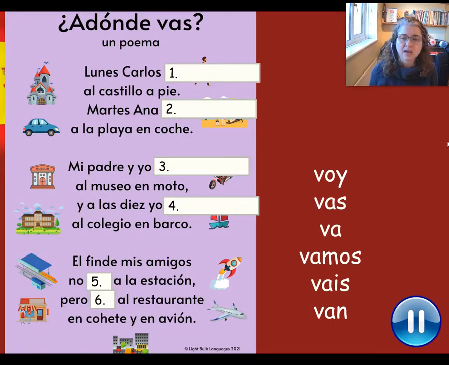Now, here we have a poem, but it's got 6 different words missing. And the 6 different words that are missing are all parts of the verb ir. So they're all potentially voy, vas, va, vamos, vais, or van. Now, what I would like you to do is to pause the video and see if you can work out, looking for the clues in the rest of the sentence, which part of the verb we are going to need each time. Then press play when you're ready to continue.